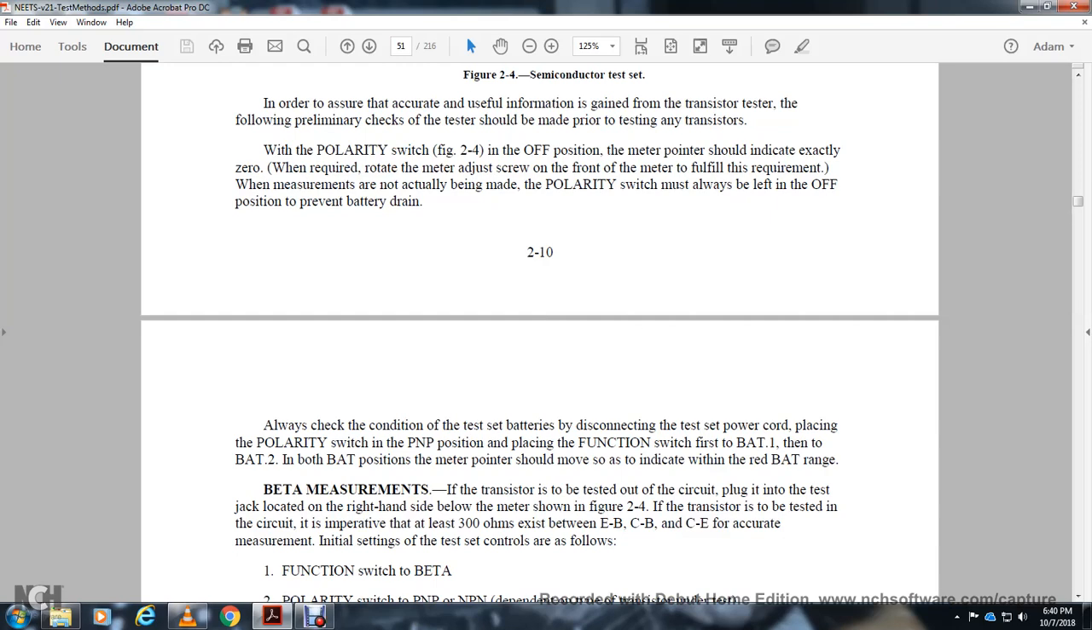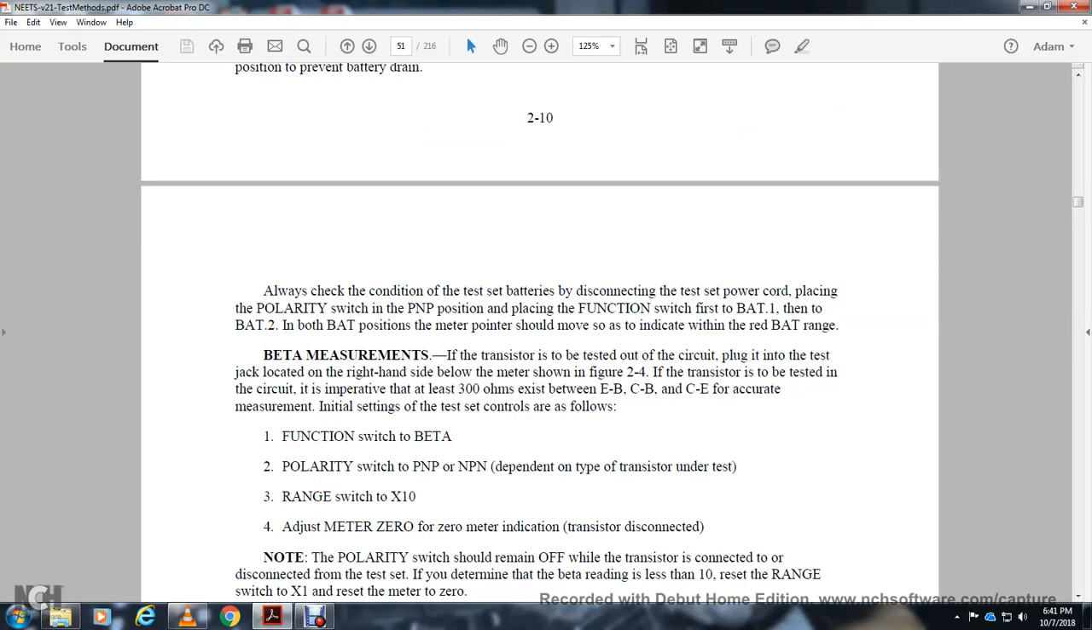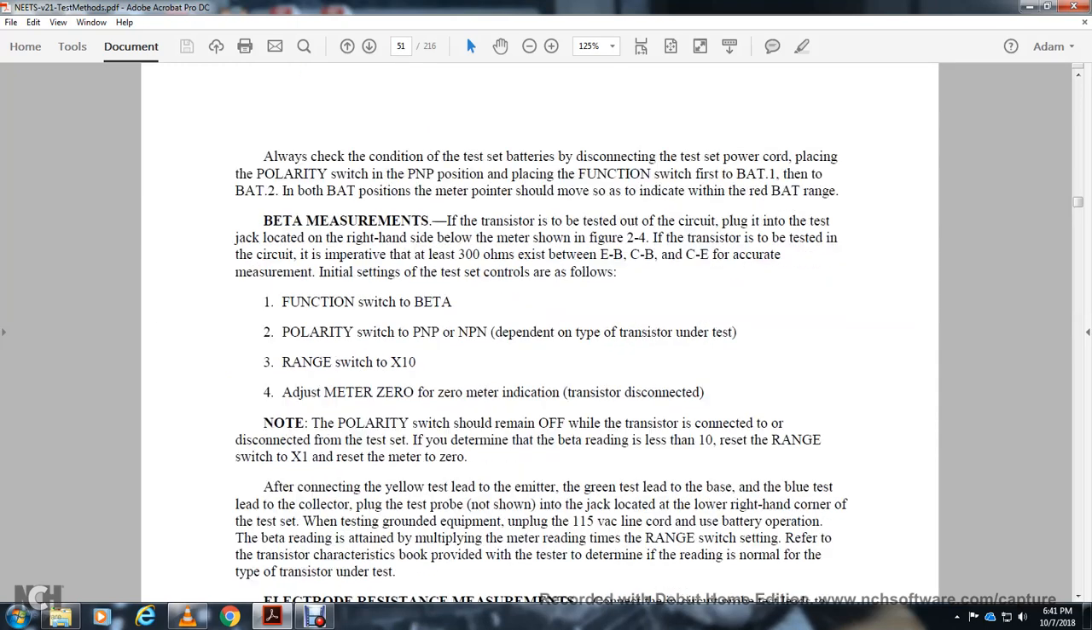The initial setting of the test controls or valve function switch: beta. Polarity switch: positive, negative. Range switch is times 10. Adjust the meter to 0, with the transistor disconnected.